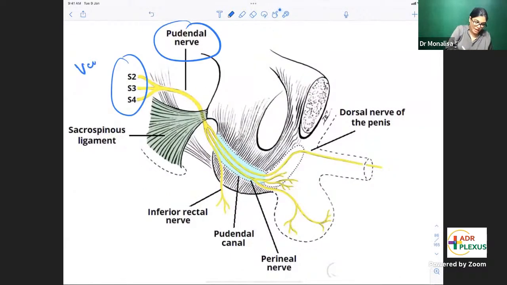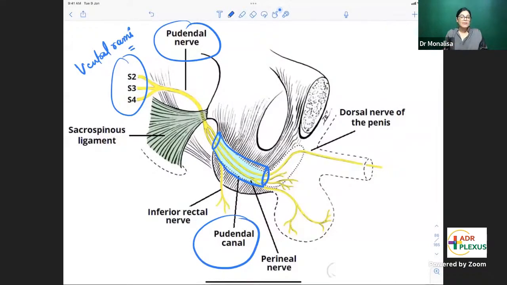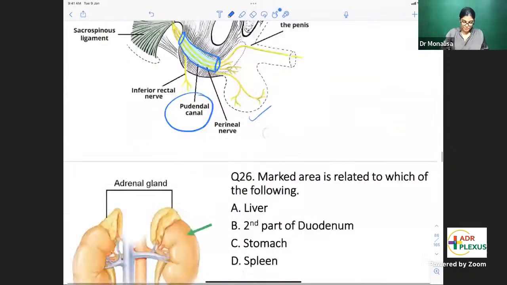The pudendal nerve is formed by the ventral rami of S2, S3 and S4, which traverses through the pudendal canal, also called Alcock's canal, and then divides into the dorsal nerve of penis and the perineal nerve. So the pudendal nerve is an important nerve for the perineal region. Absolutely correct, all of you, dear. C is the absolutely correct answer. Let's move on to the next.